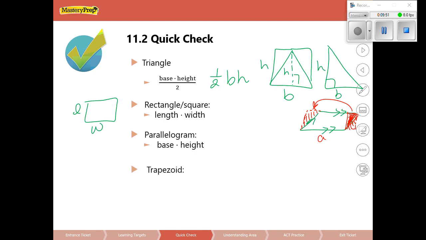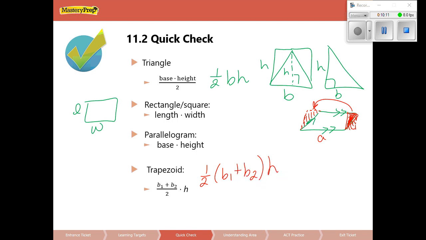Now the next one we have is the trapezoid. A trapezoid's a little bit funky because they have it written here as base 1 plus base 2, divided by 2, times the height. I think the way that you all are used to seeing it is 1/2 of base 1 plus base 2, times the height. For a trapezoid, we add the two bases together and multiply by the height.